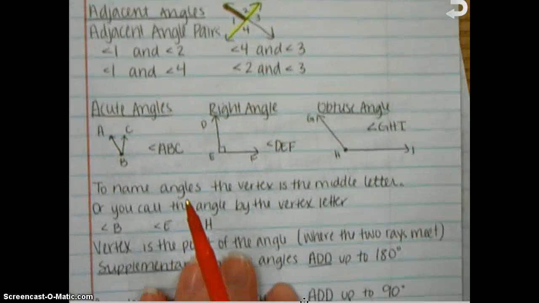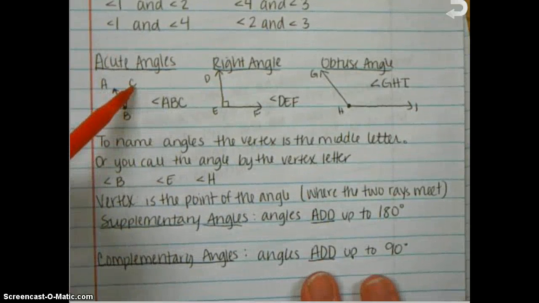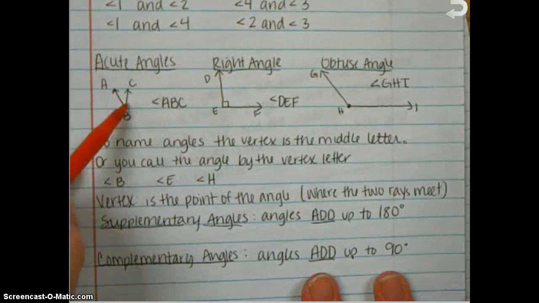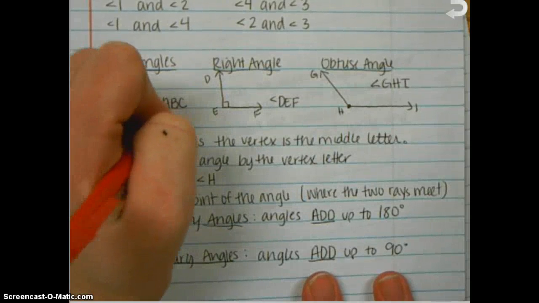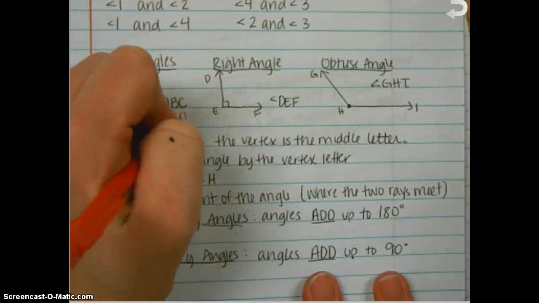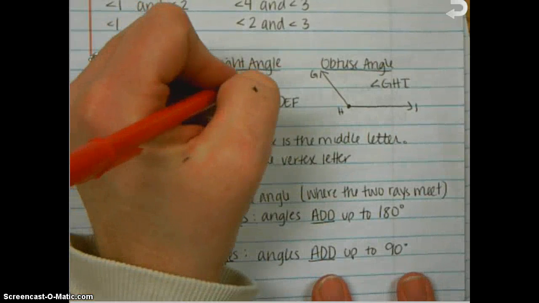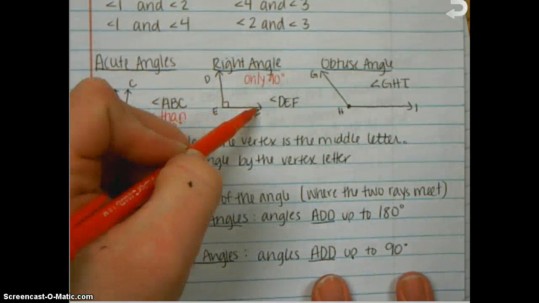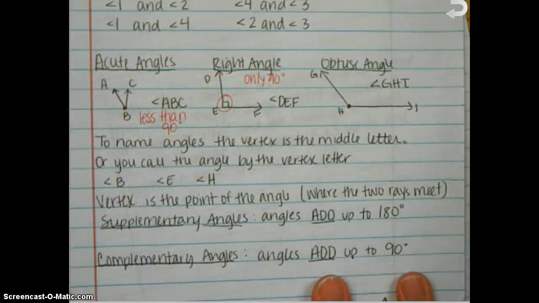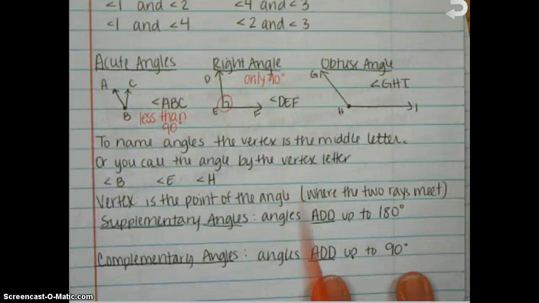Then you have acute angles. For example, angle A, B, C. And acute angles are going to be angles less than 90 degrees. Right angles are going to be angles that are only 90 degrees. So for example, DEF, and you can see that there's a right angle indicator right there. Only 90 degrees. Can't be 89 degrees, can't be 91 degrees, only 90 degrees.